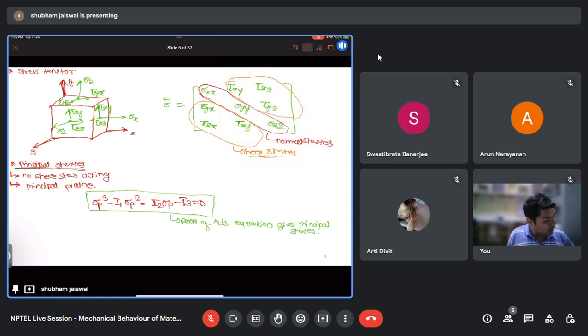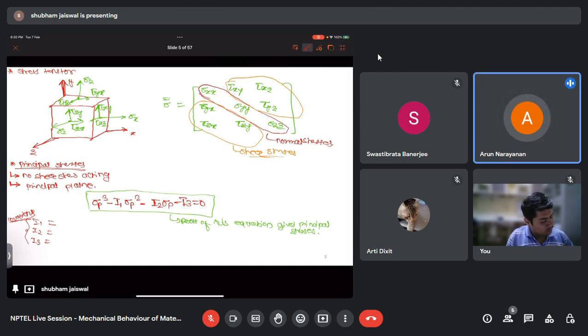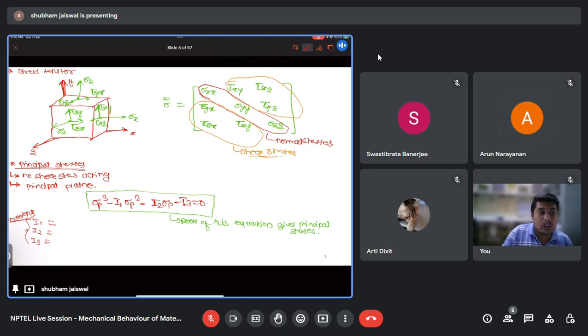Okay. And where the I1, I2, and I3 are known as invariants. Why are they known as invariants? They don't change with respect to the orientation. Whatever be the orientation of the plane, they will remain the same. So they will not change. So that is known as the invariant.